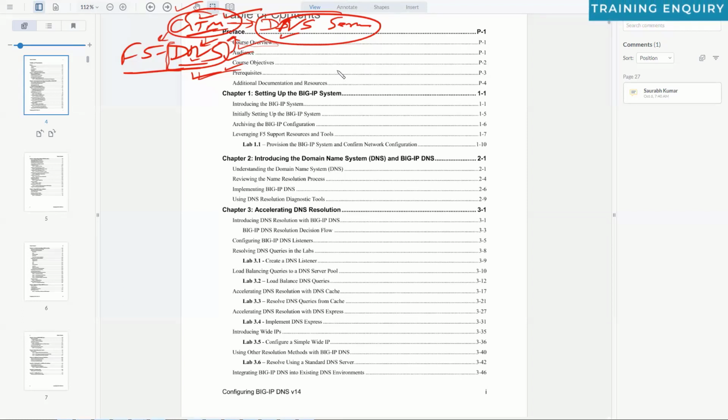DNS would always help you to translate your names into IP addresses. Whenever you access an object using its name, the name gets translated into the respective IP address. Let's say you are accessing facebook.com using your browser, or you're accessing google.com. In the backend, all application servers have an IP address. So someone needs to translate that name into an IP address.